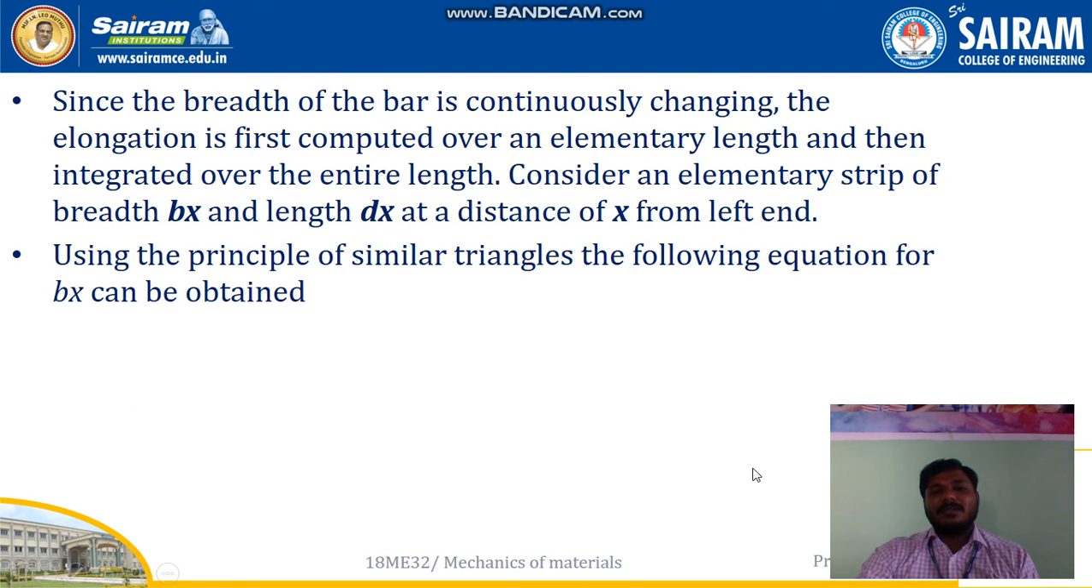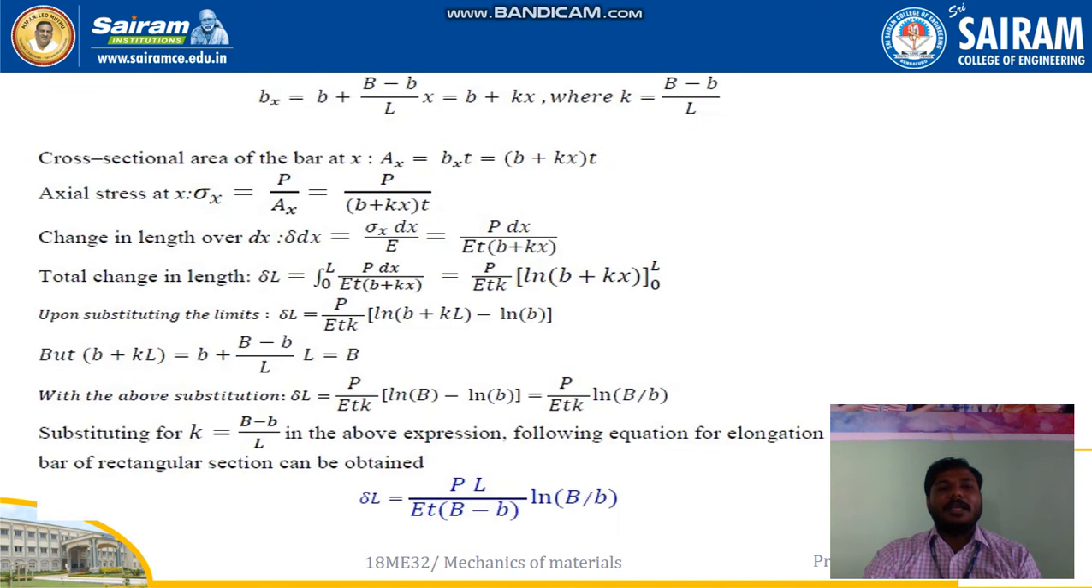By using the principle of similar triangles, the following bx can be obtained. Here bx is given in terms of b, the smaller end, and capital B, the larger end of the tapering bar, L is the length, and x is the distance from the small end. Similarly, k is the difference between the larger end width and the smaller end width divided by the length L.